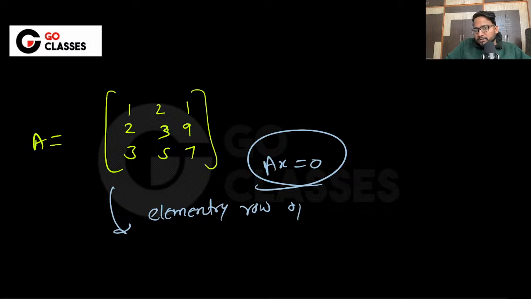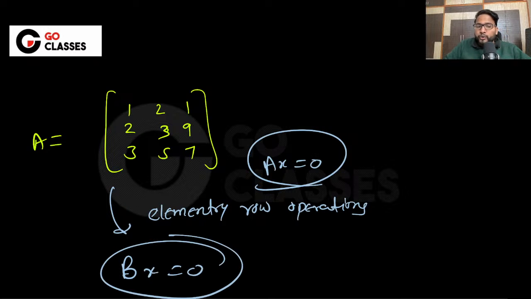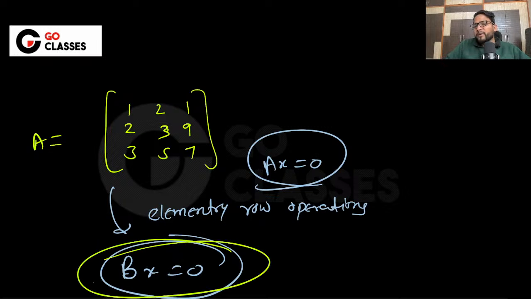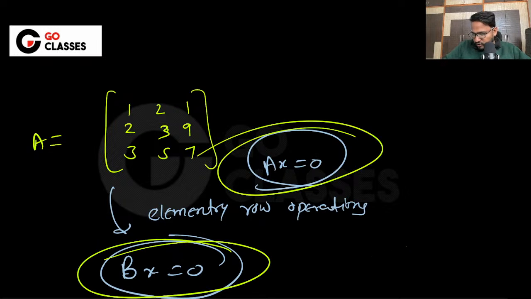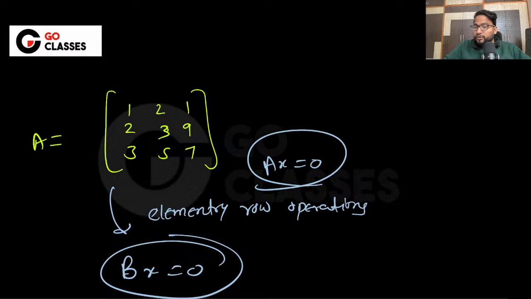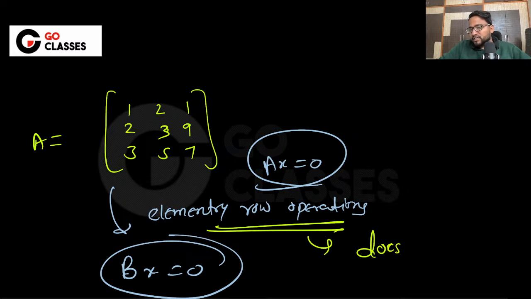Row operations, and don't you get B first, and then don't you solve Bx equal to 0, and don't you say that A and B have the same solution? So basically whatever is the solution for Bx equal to 0 is the same as the solution for Ax equal to 0, right? You don't need to check it. You should know this, that elementary row operation doesn't change the solution space.